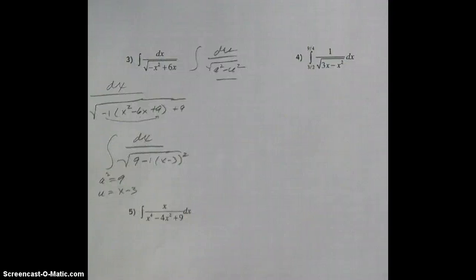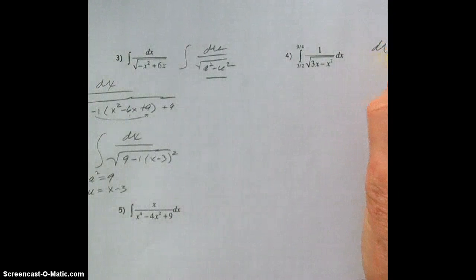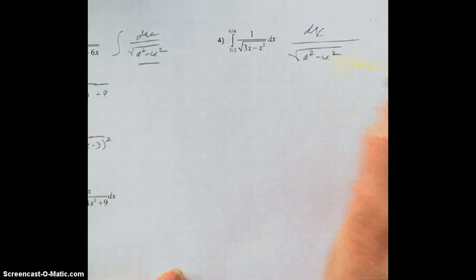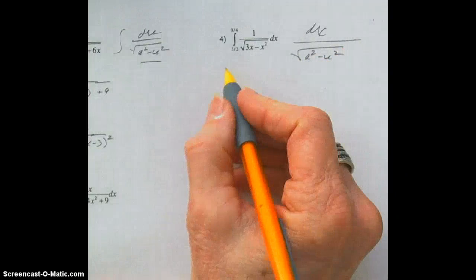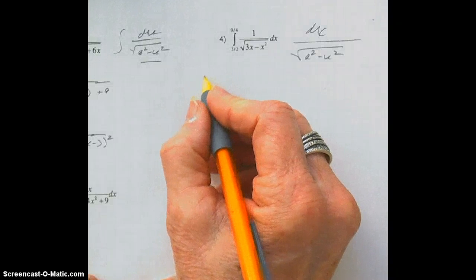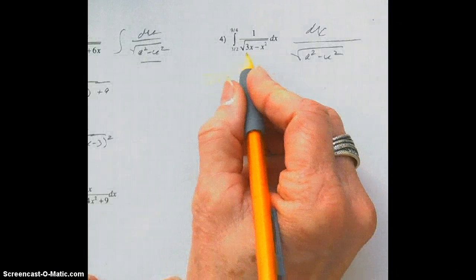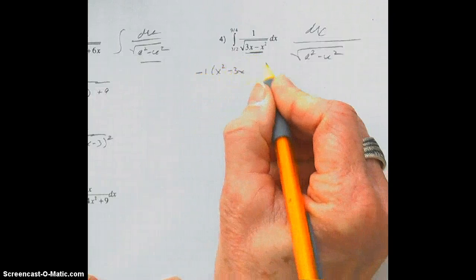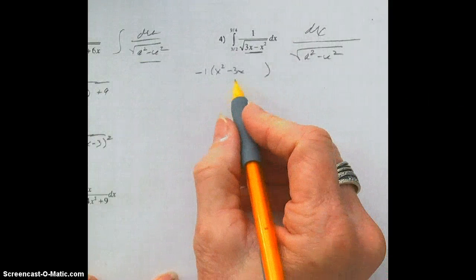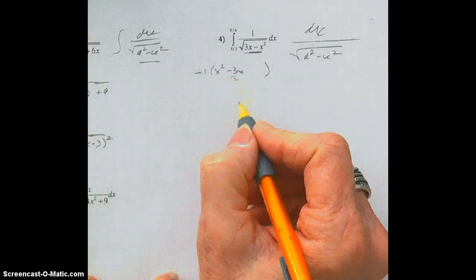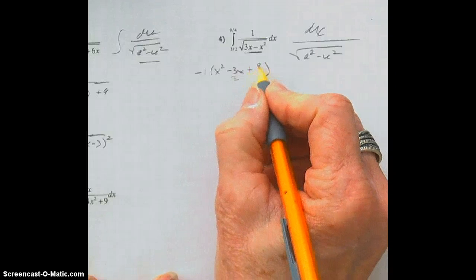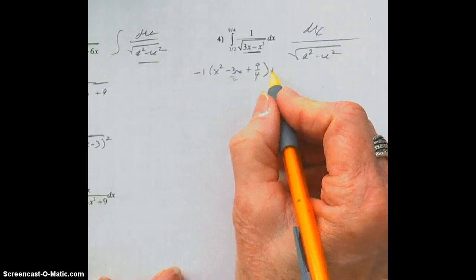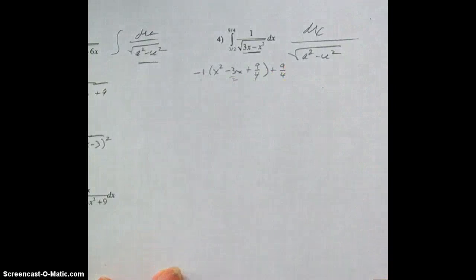Number 4 is a definite integral, but again, we're going to try to see if we can fit this into a sine inverse, which is an a squared minus u squared. So let's complete the square. When I complete the square on this, I'm going to factor out a negative 1. How do I take half of 3? I get 3 halves. Square it, I get 9 fourths. So when I'm subtracting 9 fourths, to counterbalance it, I have to add 9 fourths.